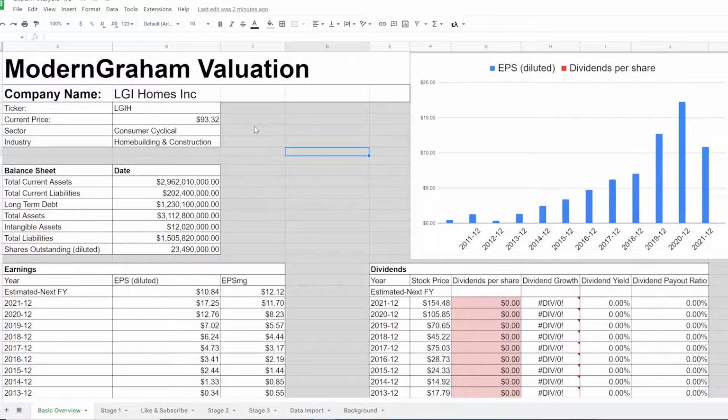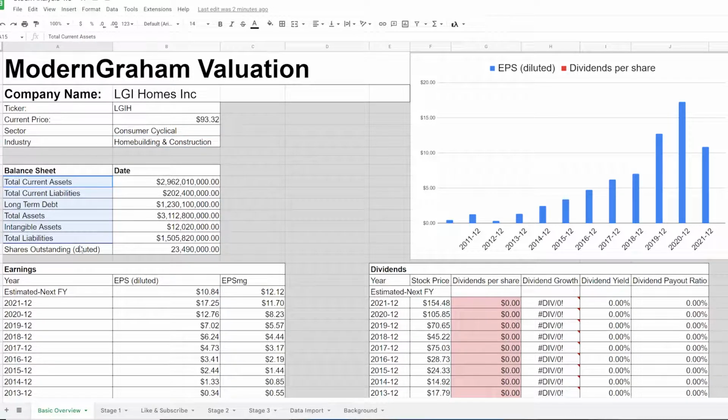So we have LGI Homes Inc. Ticker is LGIH. The current price is $93.32. This sector is consumer cyclical, but the industry is home building. So this is a home builder, which traditionally have done pretty well in the Modern formula. So let's take a look here.